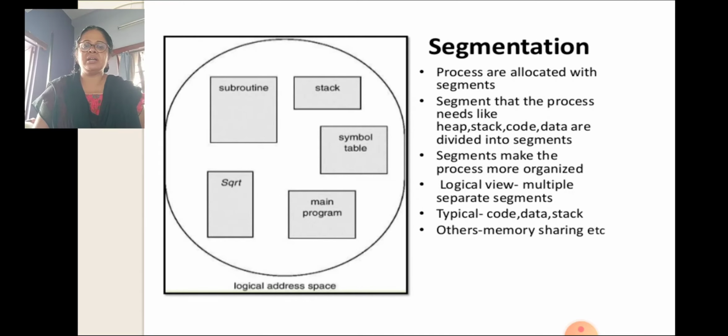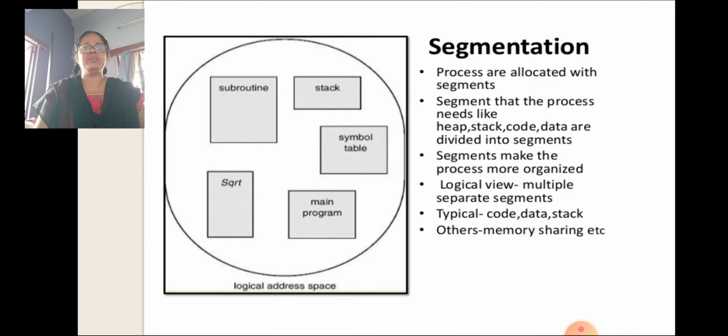This is the diagram of logical address space. Processes are allocated with segments. These are different segments which are allocated to different processes. The segments that the process needs, like heap, stack, code, and data, are divided into segments.